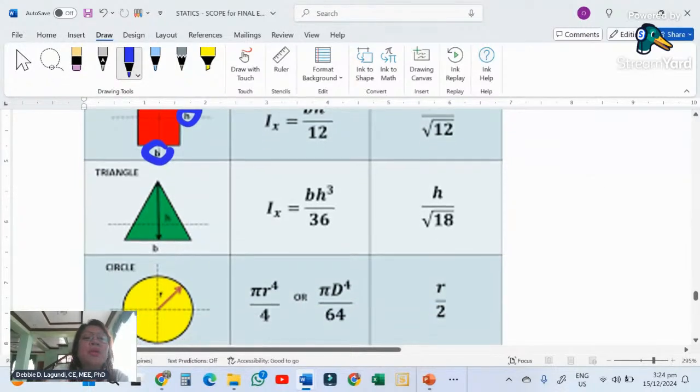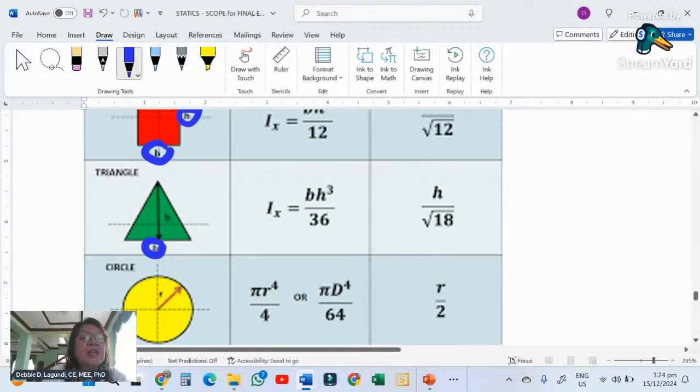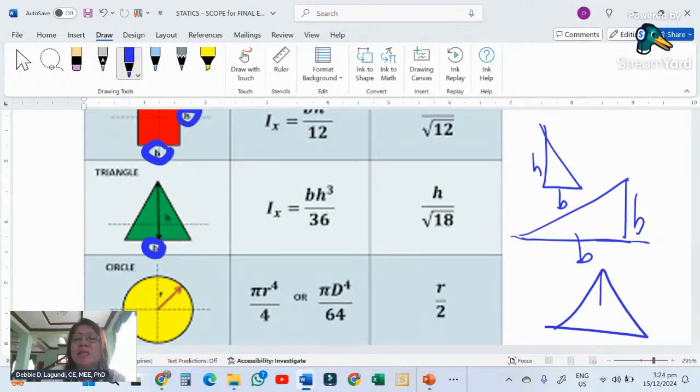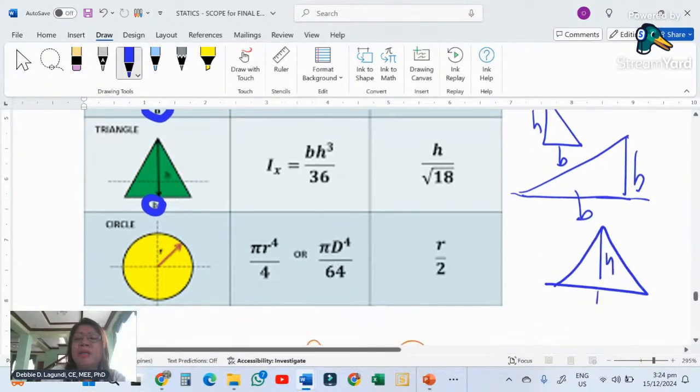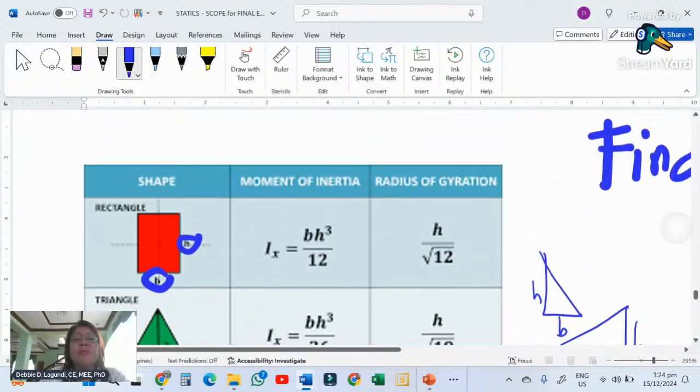And for the triangle, it is 1/36 the base times the height cubed, where the base should be parallel to the surface that it is lying on. For example, if you have a right triangle, then this will be your base and this will be the height. Or if it's like this, base here, height here. For a circle, using radius, it will be pi r to the fourth over 4, or pi d to the fourth over 64.